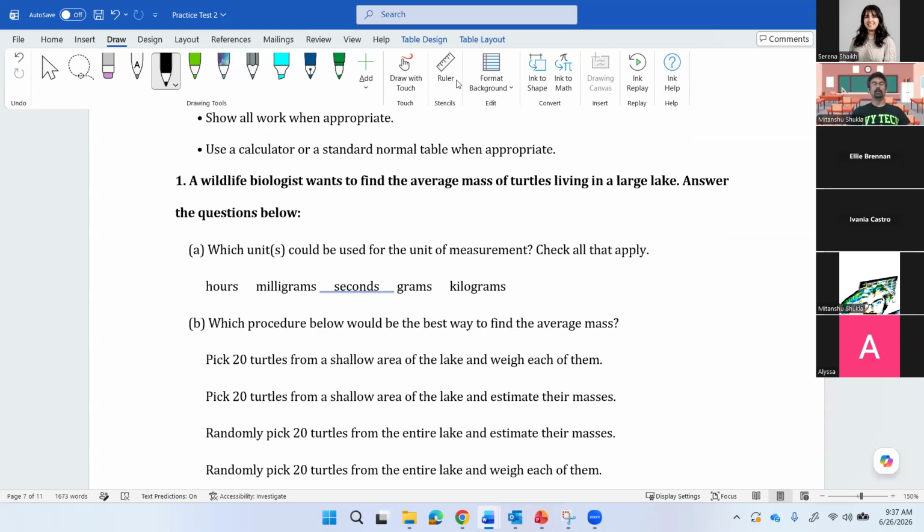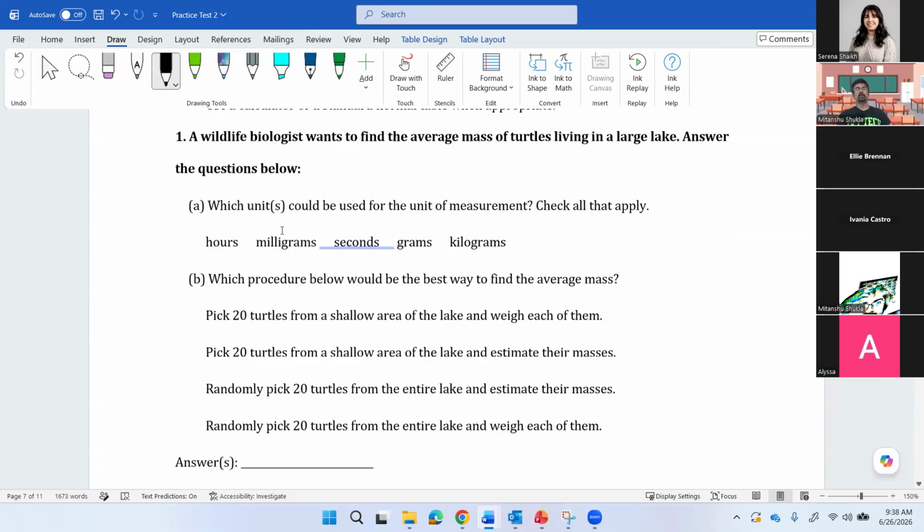Okay, number one. A wildlife biologist wants to find the average mass of turtles living in a large lake. Answer the following questions. Which units could be used as a unit of measurement? Check everything that applies. So what units should we be using here? Should we be using hours, milligrams, seconds, grams, or kilograms? What do we think?